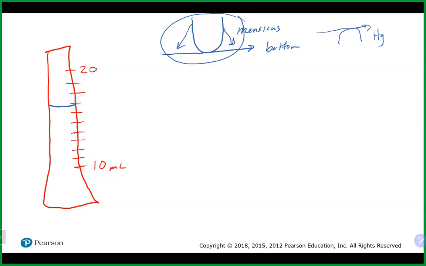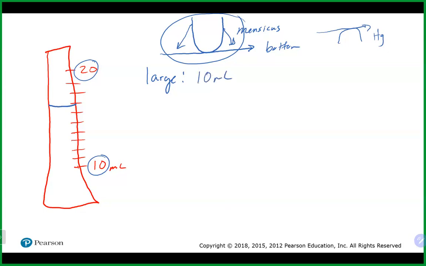So this is a graduated cylinder. We want to read it the same way, which means we want to figure out the same two things. We want to figure out what our large markings mean in this case. That's a 10, that's a 20. That means my large marking is how many milliliters? A 10 milliliter difference between those two.